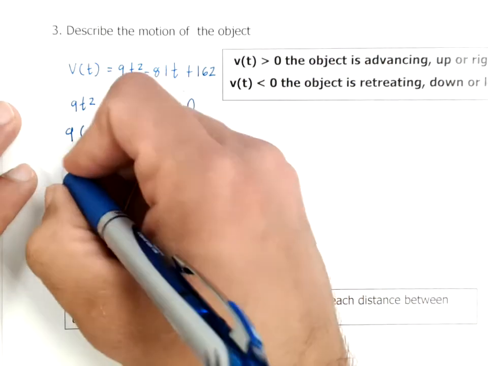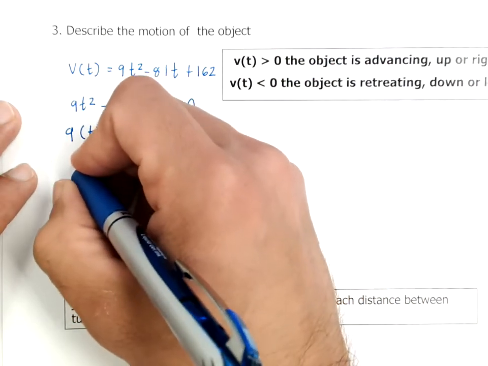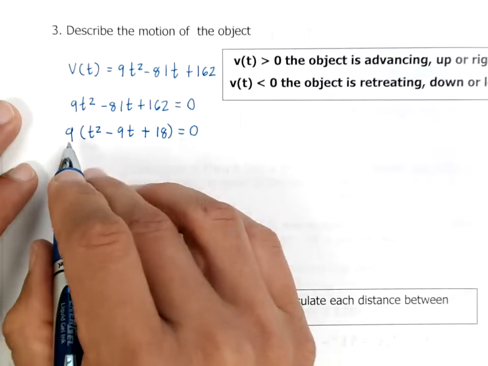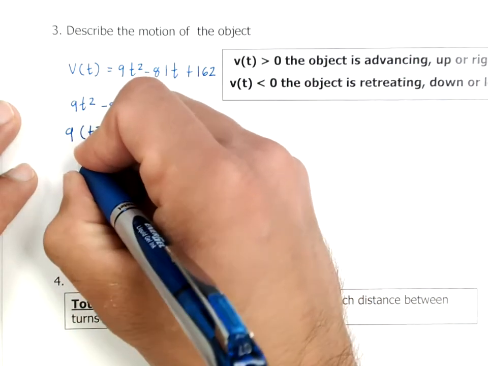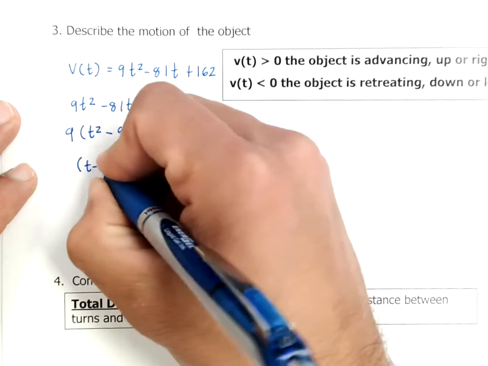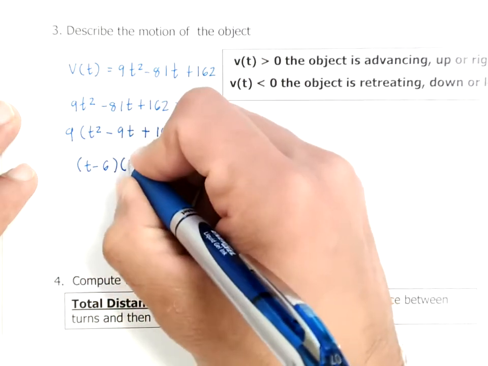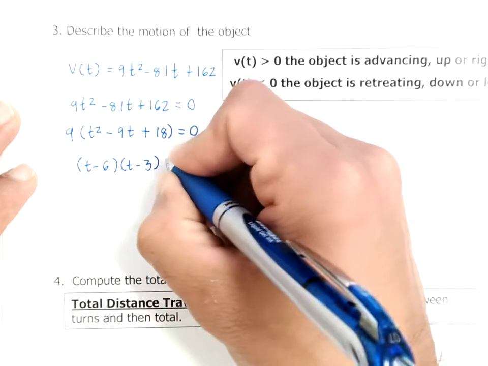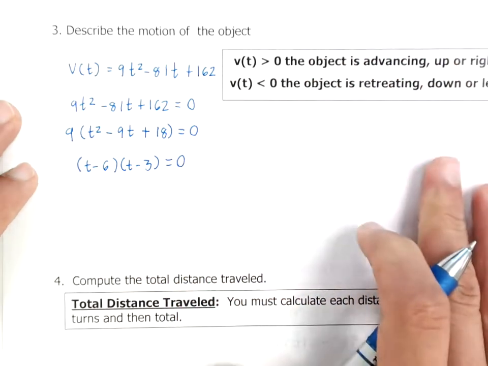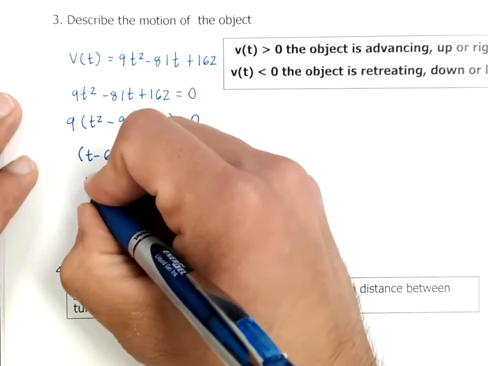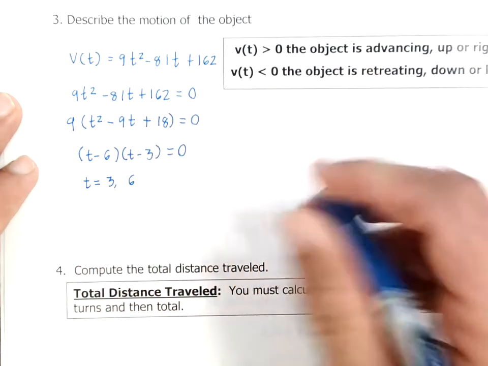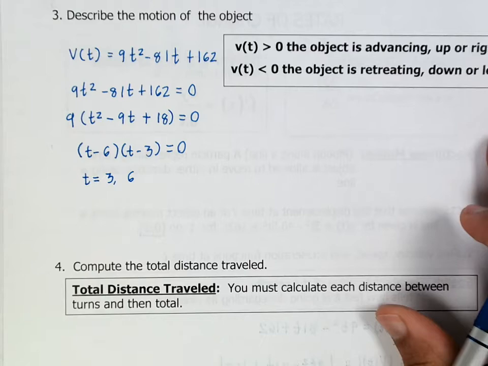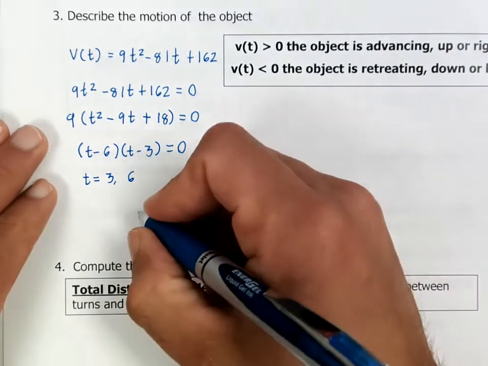And I'm going to factor this. So notice that the 9 really doesn't matter. I can divide each side by 9, and that 9 I'll get rid of it. So I will have t minus 6, t minus 3. So therefore, velocity is 0 at 3 and 6. All right, so that's going to be important because those are the roots of this parabola.